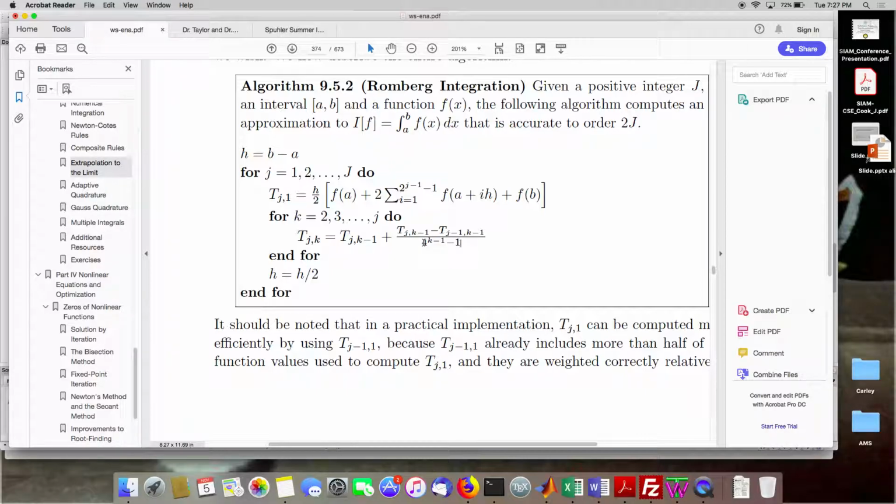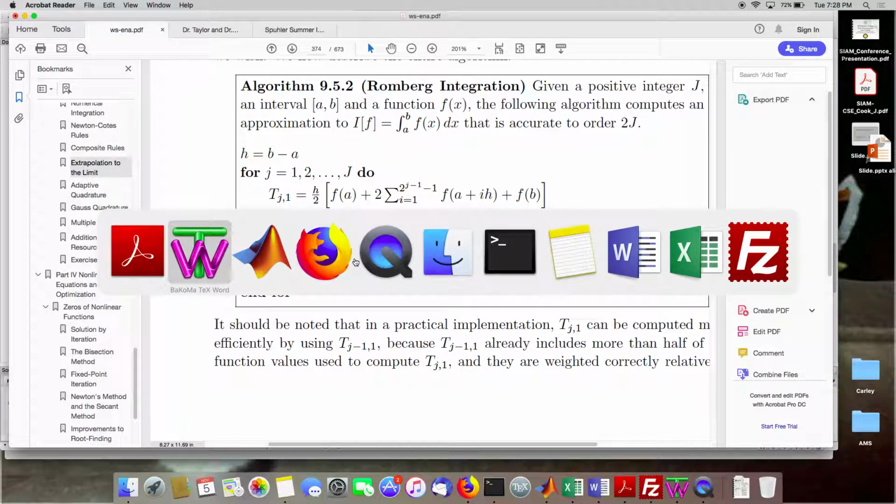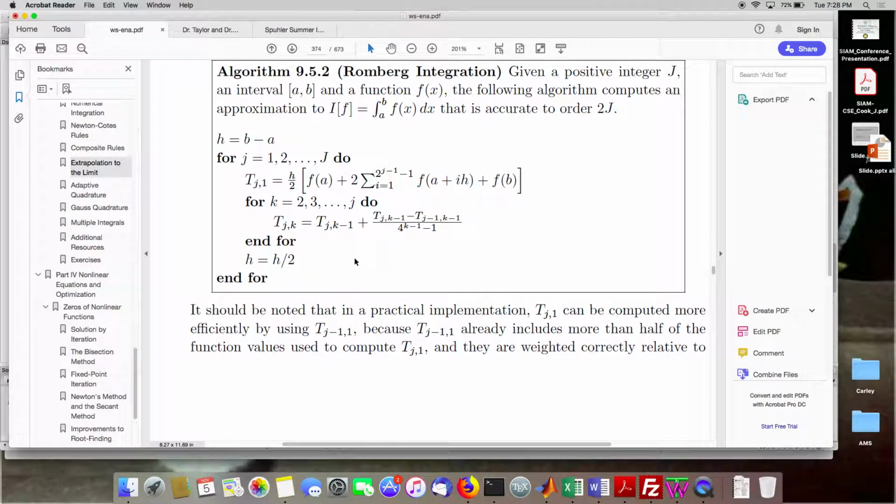As I go to column K, I'm producing higher order accurate approximations as K increases. That's why the denominator has to be an increasing power of 4. So this will fill in a Romberg table, if you will, of approximations. And I want to see if I actually have that. Well, I can't show you the code because it's one of the problems I assigned. But I can use it.